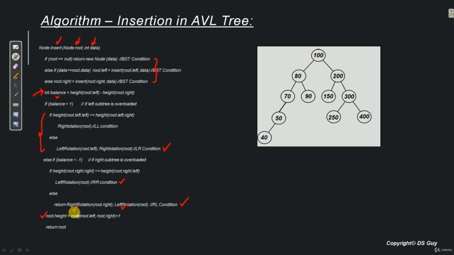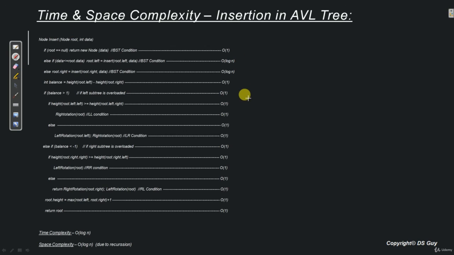Now let's see the time and space complexity of this algorithm. As we have already discussed, all of these operations wherever we are doing a rotation are constant time operations, because we just update a few reference variables here and there, nothing more than that. So all of them are constant time operations. The only thing which will take time is this recursive call and this recursive call. Both of them will take order log n each.